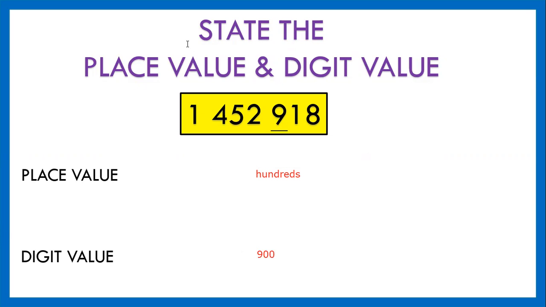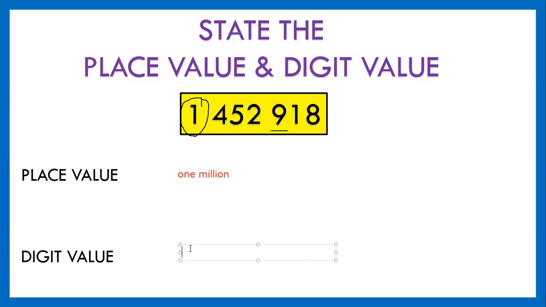Now, if I choose another number, for example, I chose, say 1. What is the place value of this 1? It is 1 million.